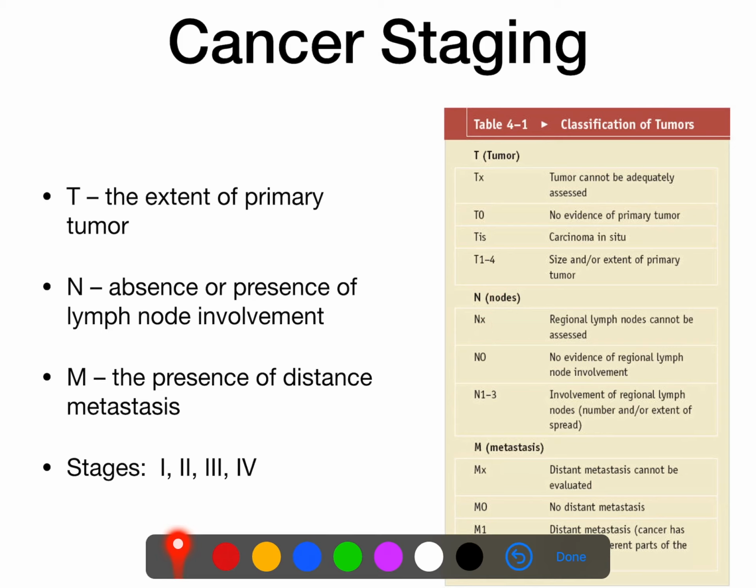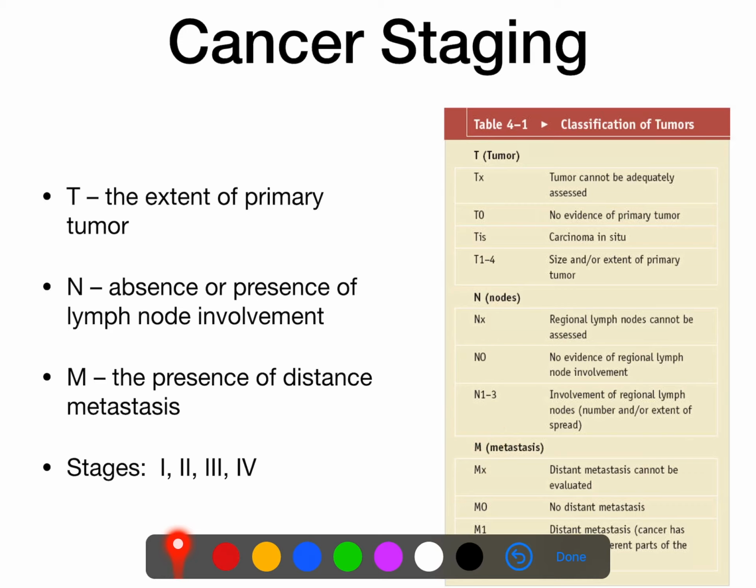N for nodes. N0 means that there's no evidence of it migrating to the lymph nodes. N1 through 3 means there is evidence of it migrating to the lymph nodes. And larger numbers are worse. They mean it's either spread further or it's spread to more lymph nodes. And usually, since cancer spreads through the lymph system, the lymph nodes are the first thing affected.